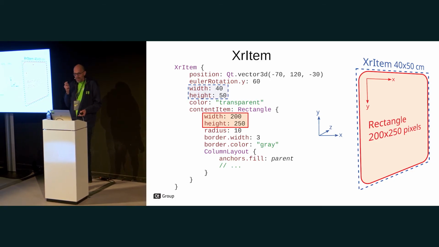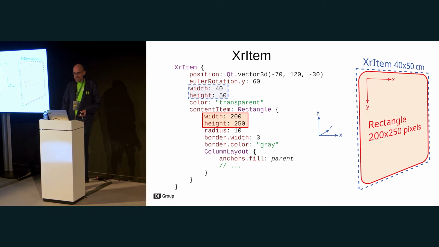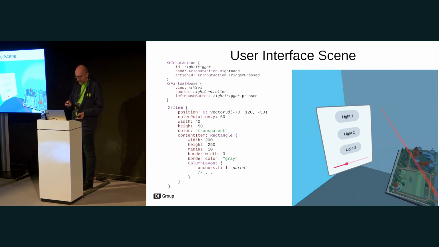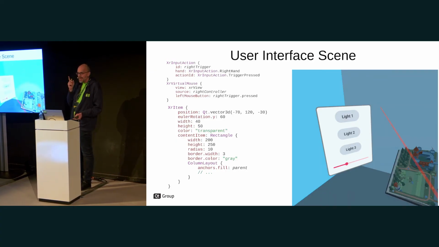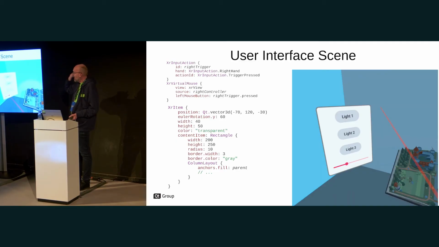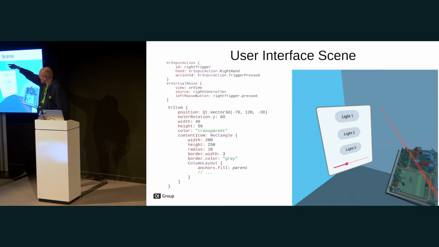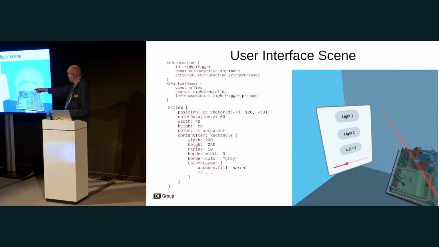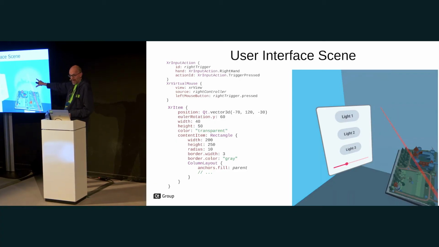So let's make an application. Now we're putting these things together: the input action, the virtual mouse, and the XR items. And as you can see, we get it running like that. The red line here is just something I put in to visualize where the controller is pointing.